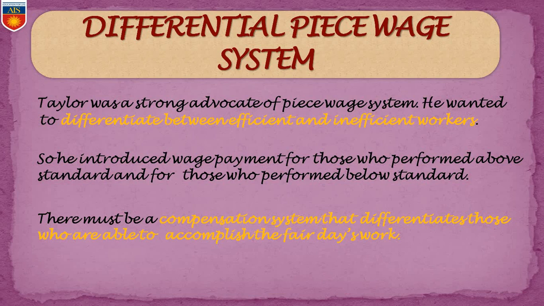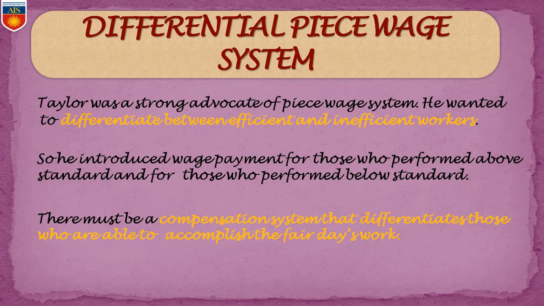Still, I would like to give you one example. If workers are paid rupees 10 per unit if they produce less than or equal to the standard output, and rupees 11 if they produce more than the standard output. Wages of A who produced 100 units and wages of B who produced 120 units would be 100 into rupees 10 is equal to rupees 1000, and 120 into rupees 11 would be rupees 1320.